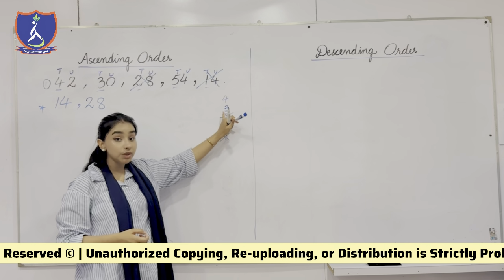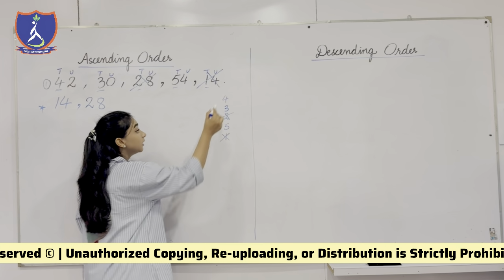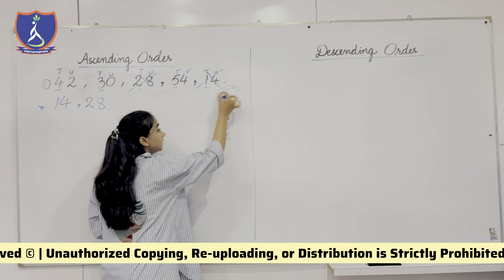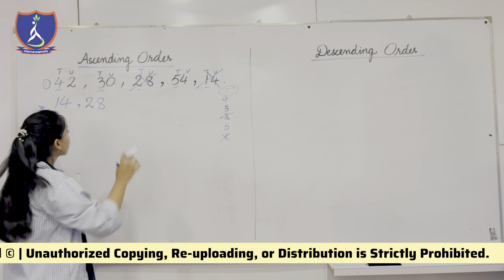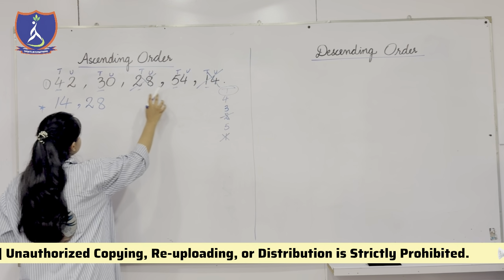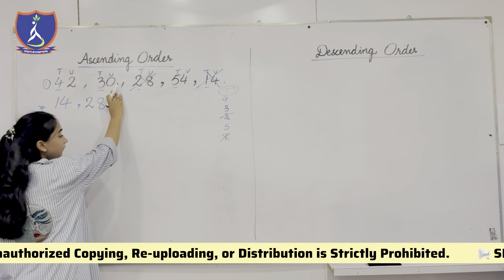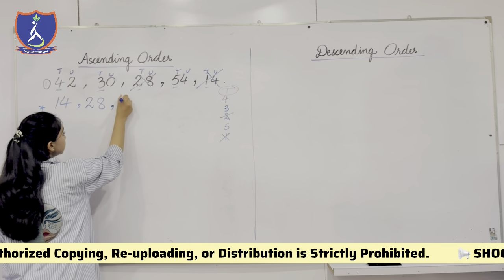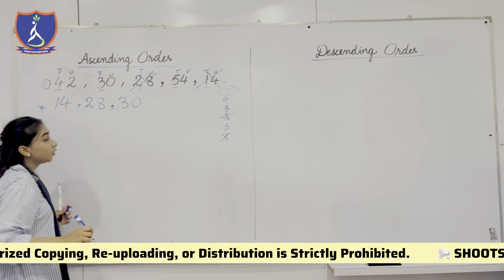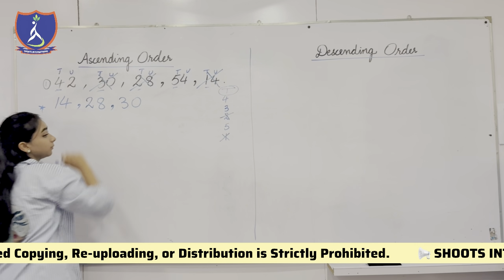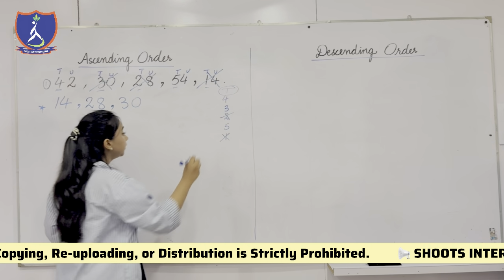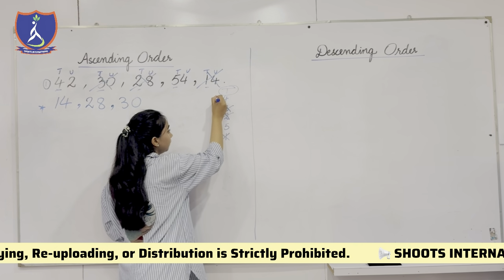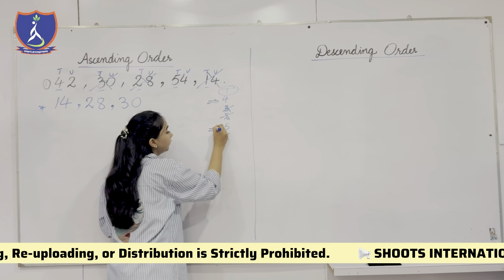Excellent. And 3 should be at the place of tens. Where is 3 at the place of tens? Here is 3 at the place of tens. So our next number is 30. And it would be out of the game. Right? After 3, we are left with 2 numbers. We are left with 4 and we are left with 5.